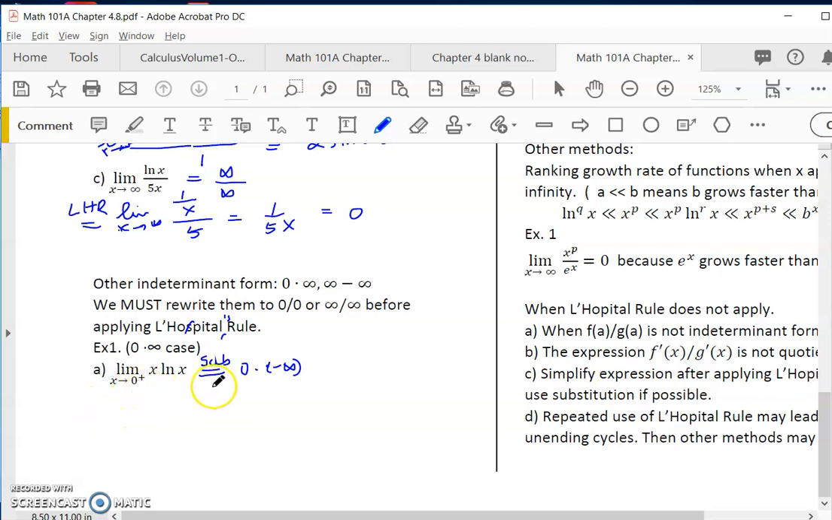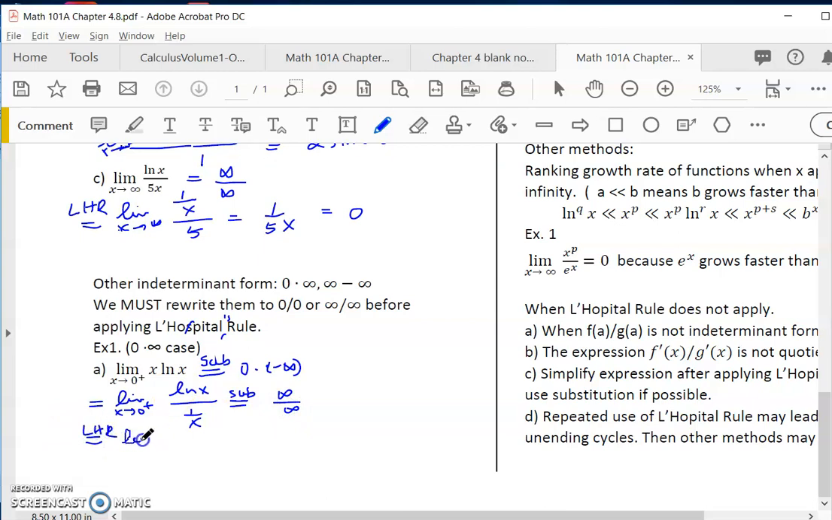So what's the best way? Best way would be maybe to rewrite x as 1 over x. So I will rewrite it as the same limit, but ln x stays at the top, and then 1 over x at the bottom. You see how dividing by 1 over x is the same as times x, right? Now, when you do direct substitution, do you have infinity over infinity? It is, because 1 over 0 is infinity. So we can do L'Hopital's rule.